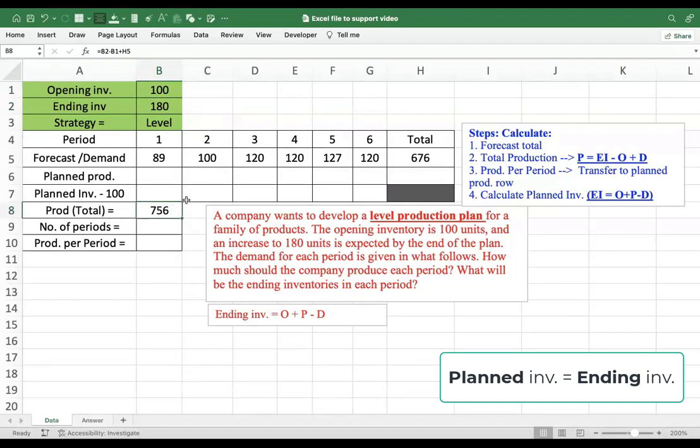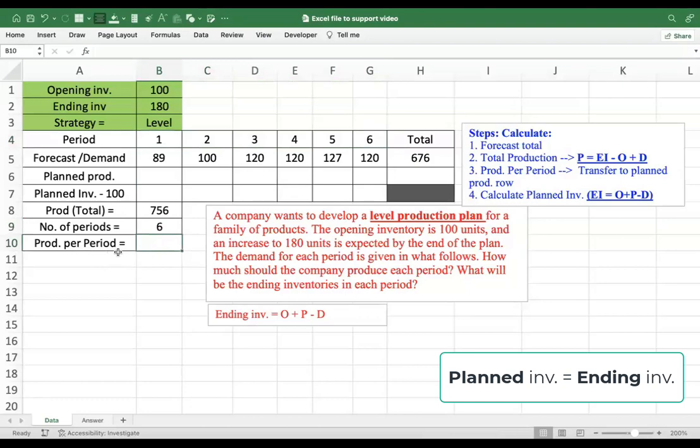Now, the next thing is that because it's a level strategy, we need to divide this by the total number of periods. Now over here, that's number of periods. How many periods do we have? We have 6 periods. So you can enter here 6, or you can also use this formula, that's COUNTA. That's just counting these 6, and it would give us 6.